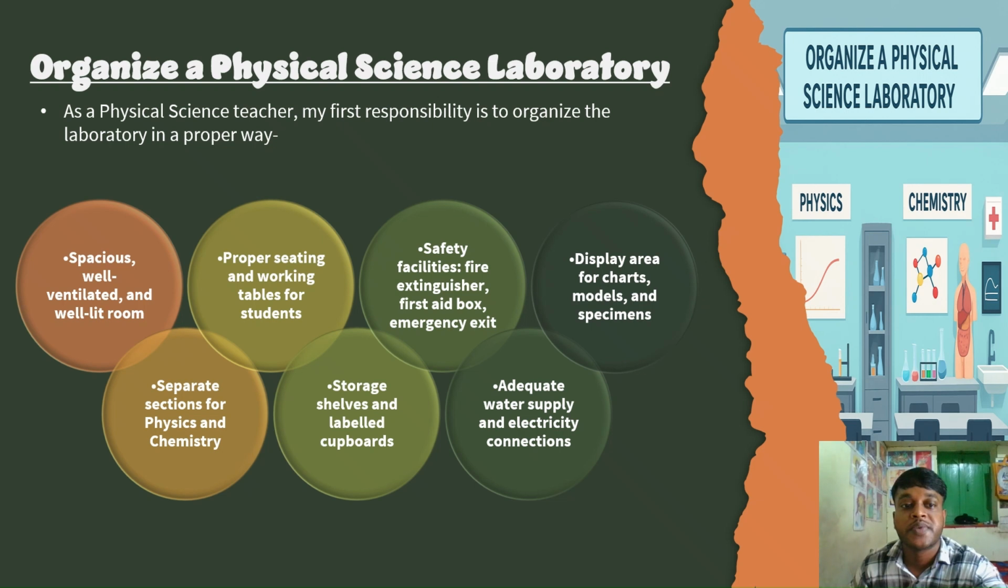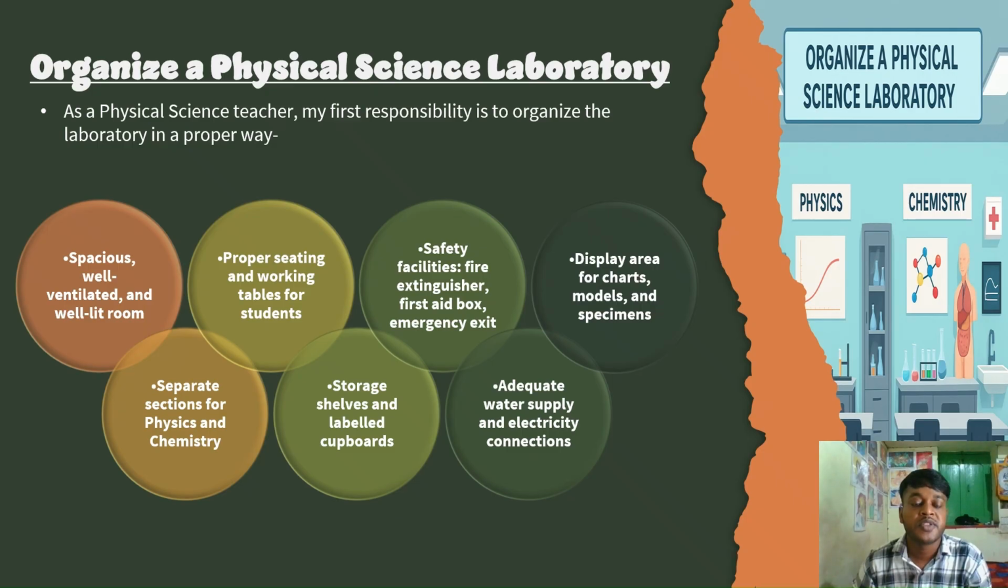First is a spacious, well ventilated and well lit room. Spacious means enough space for everything. For example, the length of the room should be 9 meters, breadth should be 6 meters, and height should be 3 to 4 meters, and there should be enough ventilation facilities on all the opposite sides of the walls. The room should be well lit, equipped with enough light everywhere except the optics room, if there is one in a school.